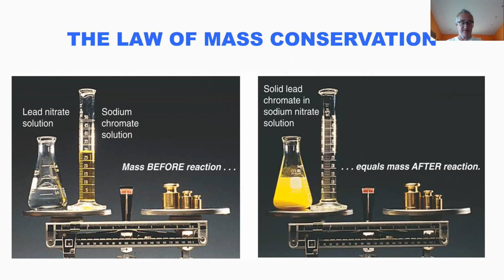And you can see this very clearly here. So I have two clear solutions. One's yellow, but I have a lead nitrate solution and a sodium chromate solution. You see they're both clear. Now when I pour them together, I form a precipitate. You can see that this is a precipitate right here at the bottom.